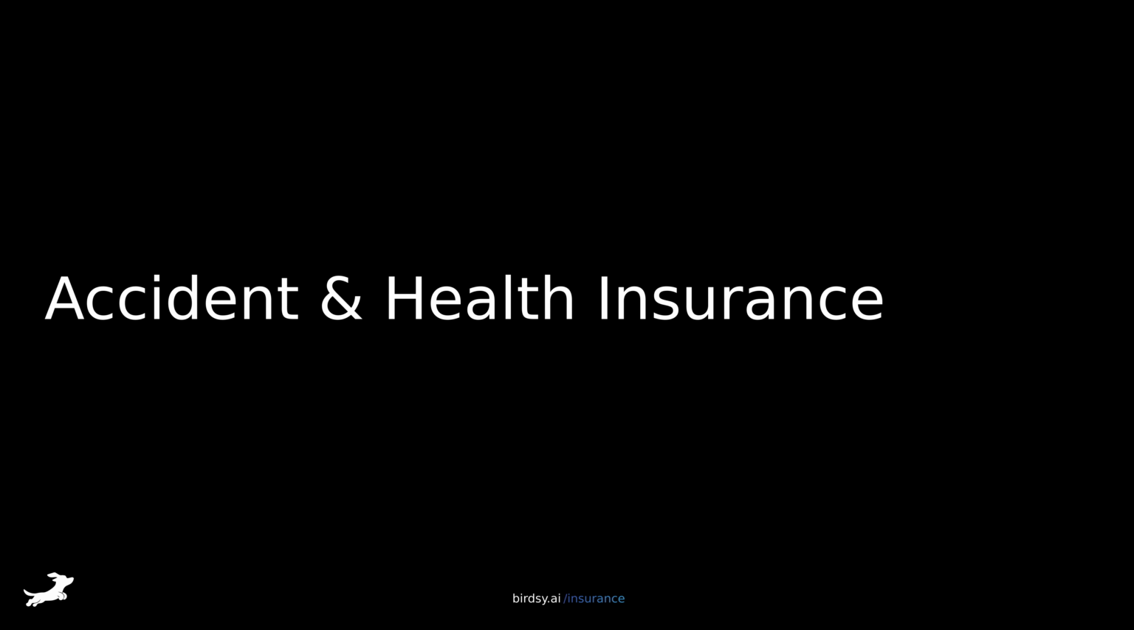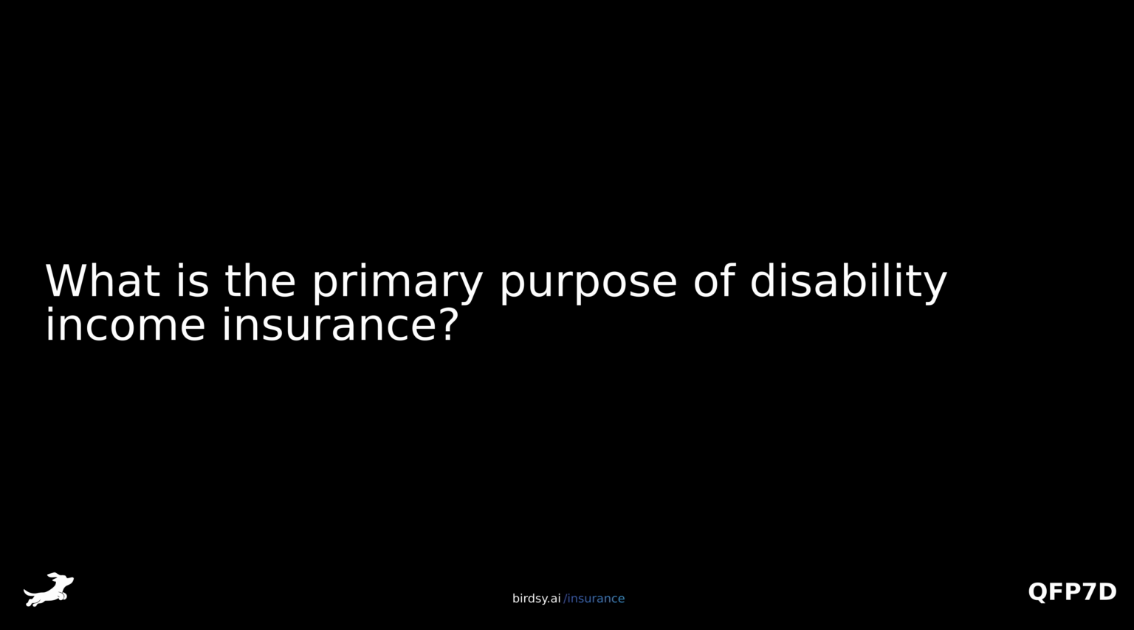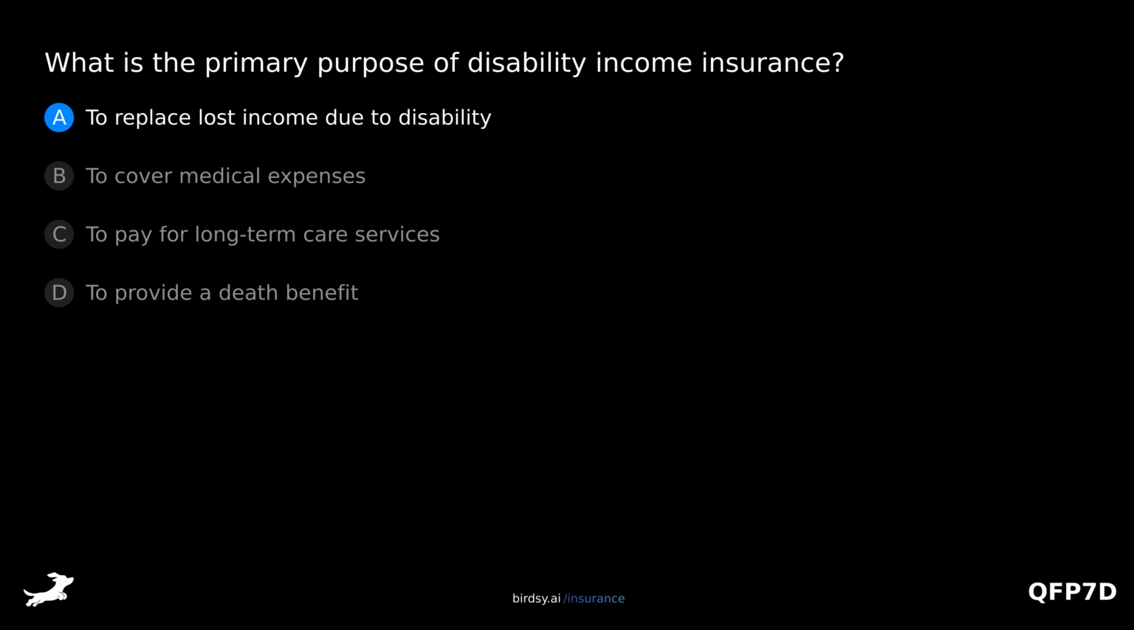Accident and health insurance, disability income, and major medical products. What is the primary purpose of disability income insurance? Is it A, to replace lost income due to disability, B, to cover medical expenses, C, to pay for long-term care services, or D, to provide a death benefit? The answer is A, to replace lost income due to disability.